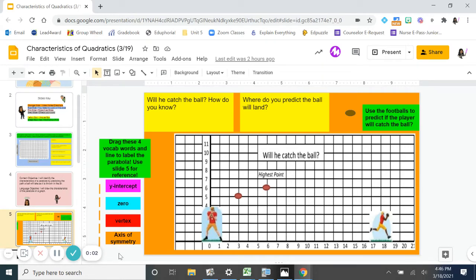All right, you guys. So today is going to be a new unit where we are going to be talking about the characteristics of quadratics. Okay, quadratics. It's a new function that we're going to learn today.